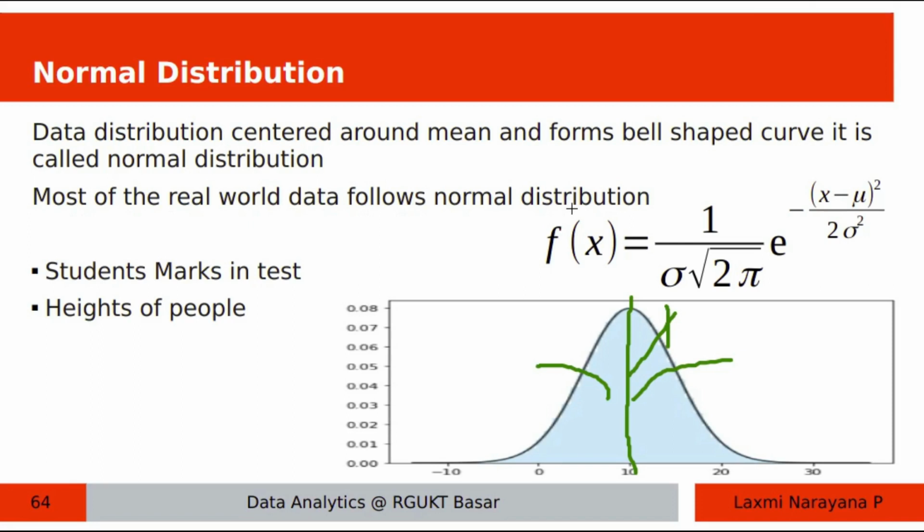The general form of its probability density function is f of x equal to 1 by sigma into under root of 2 pi e power minus (x minus mu) whole square by 2 into sigma square. Here parameter mu is the mean of the distribution and parameter sigma is the standard deviation. Student marks in a test will follow normal distribution and heights of people will follow normal distribution.